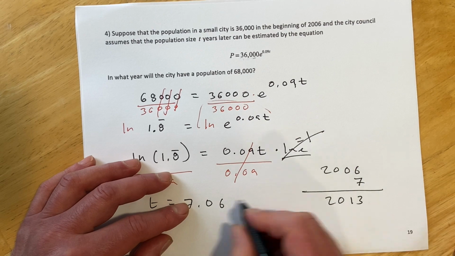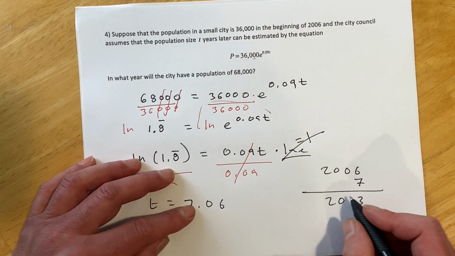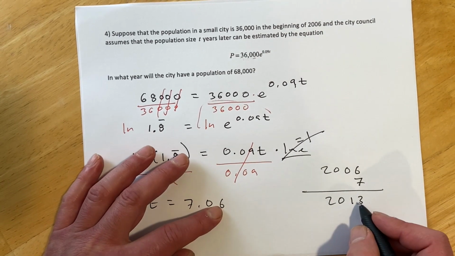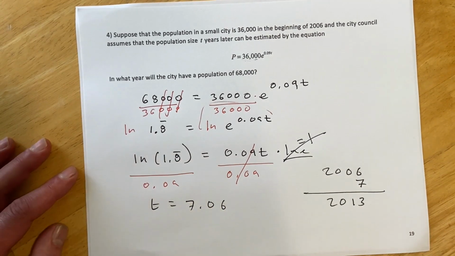And I always get the question, wouldn't it round up to 14? And it's like, no, that's just 6 hundredths of the way. So this would be like early January of 2013 is what that would be.